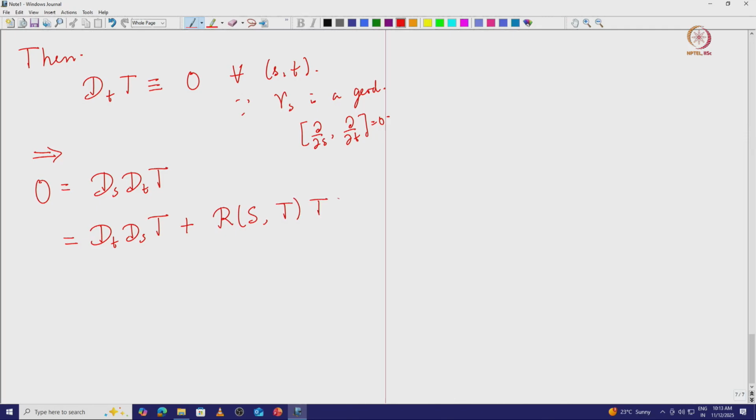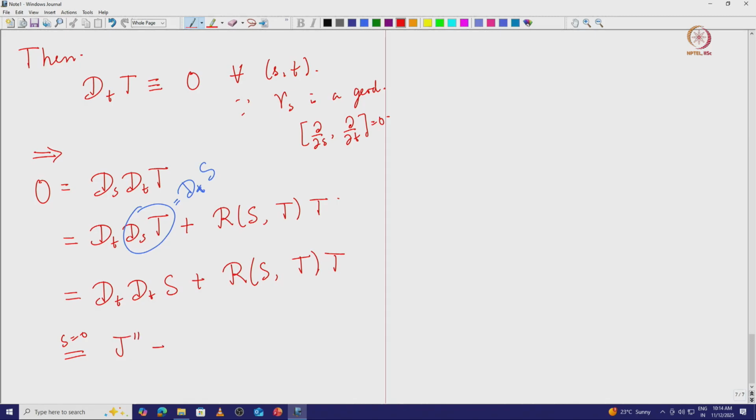But then by the symmetry lemma, this is the same as D_t D_t of S plus R of S, T, T. So now if you plug in s equals 0, this is precisely J double prime plus R of J, gamma dot, gamma dot. So this implies that J is a Jacobi field. Okay, so that is the easier direction.